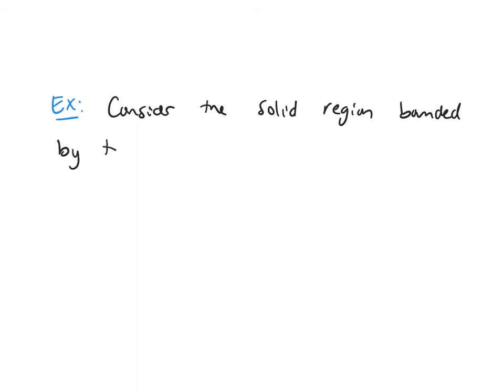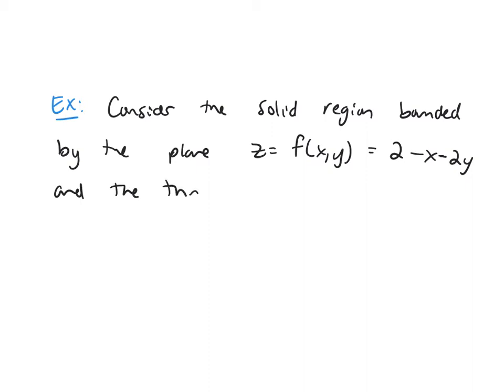So we're going to look at the following example now. We're going to consider the solid region bounded by the plane z equals my function f of xy, which will be 2 minus x minus 2y, and the 3 coordinate planes.